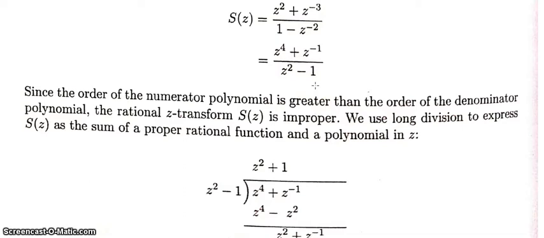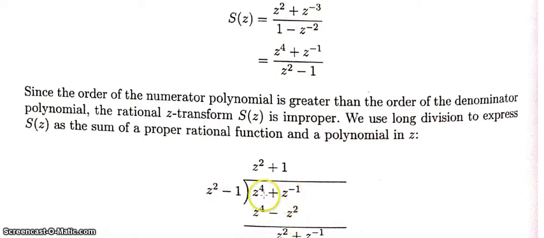So we can make use of long division to express S of Z as the sum of a proper rational function and a polynomial in Z. The long division process is shown here: numerator Z raised to 4 plus Z inverse, denominator Z square minus 1. First we take the first term Z raised to 4 divided by Z square, and it is Z square. So multiplying Z square with these two terms, we get Z raised to 4 minus Z square.